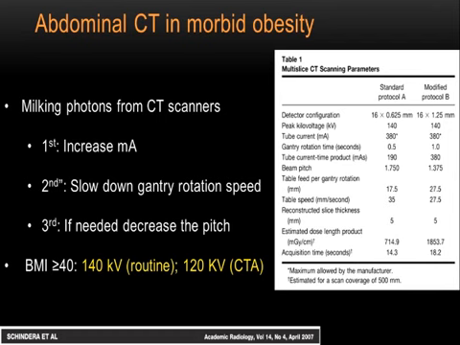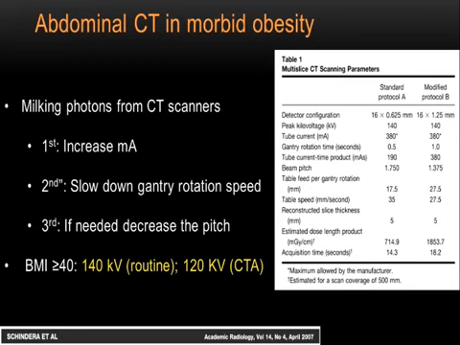If that doesn't give you the oomph that you need to go through the patient, then you need to go to step 3, which is basically slow down the table speed, or basically get more photons delivered per unit area by slowing down the pitch, slowing down the speed of the table, and therefore these guys went from 1.75 as a pitch to 1.375, right? And also slowed down the table a little bit from their routine protocol to this. And they were able to get reasonably good image quality in these patients.